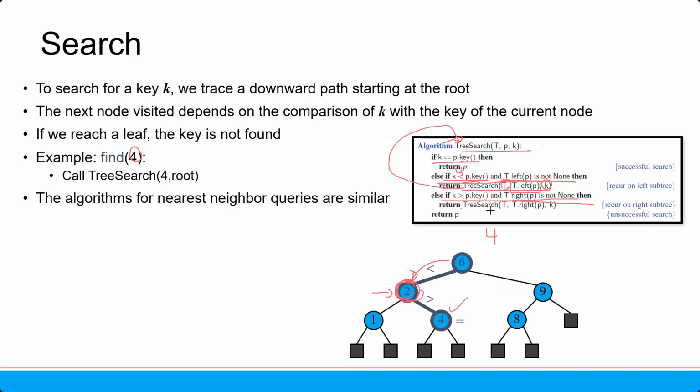And we go to TreeSearch with T, right of P, which is this one, and K. K is the number that we want to search. So we go back to this algorithm. Now P is this one, and K is the value that we want to search, which is 4. So 4 equals P.key? Yes. Then we find this one.